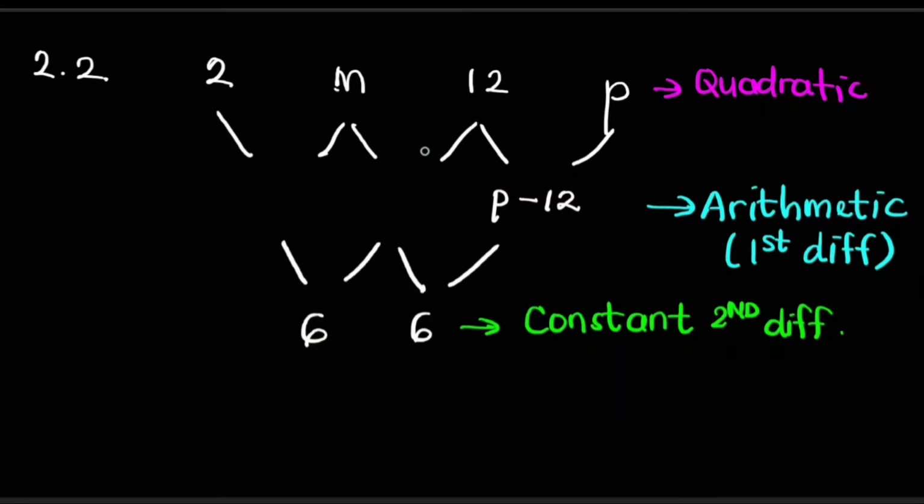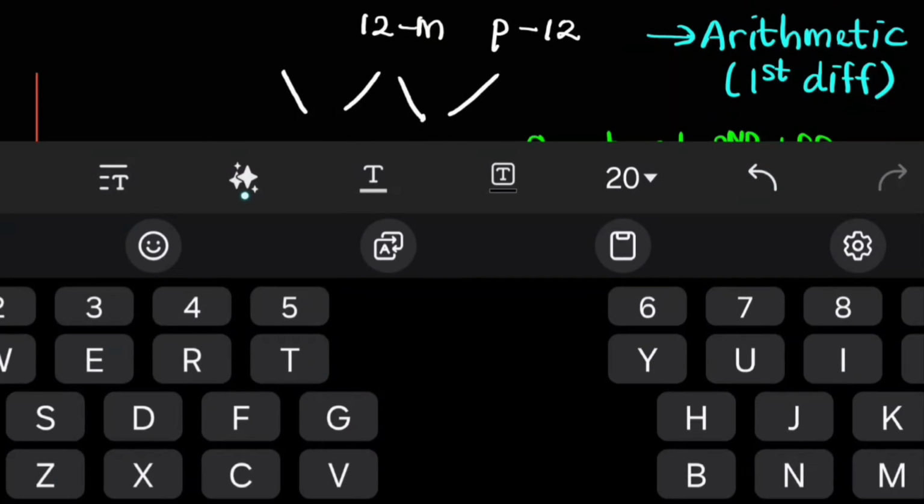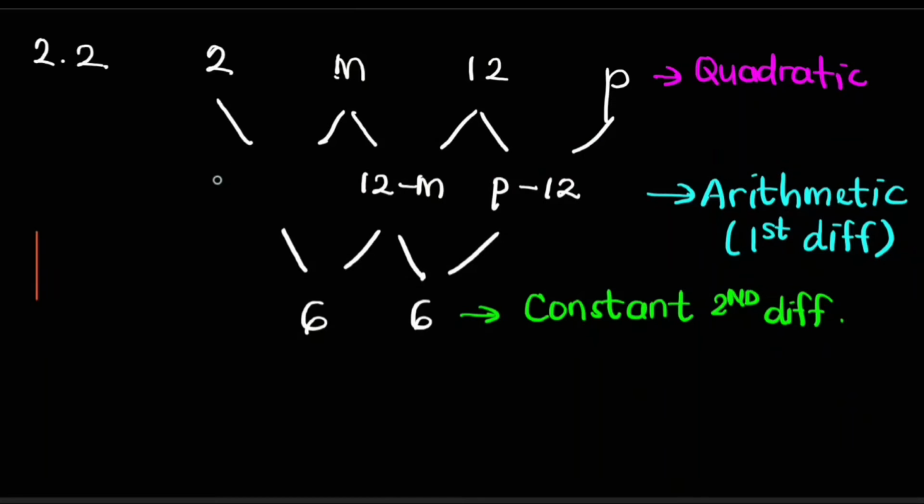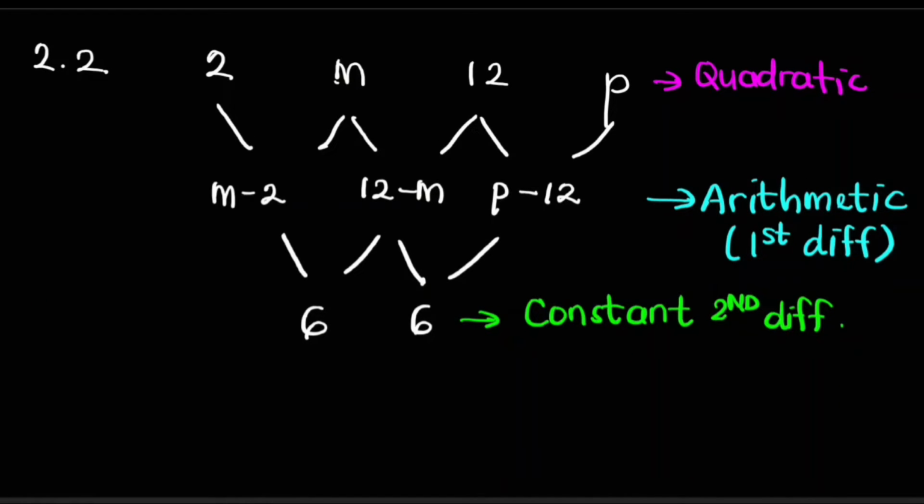To get the one before that, it would be 12 minus m. And the term before that would be m minus 2. So here's our first differences, which forms the arithmetic sequence. Now, especially when it comes to solving for variables in your arithmetic sequence or in your quadratic sequence, you can actually work with your arithmetic part here, with your first differences.